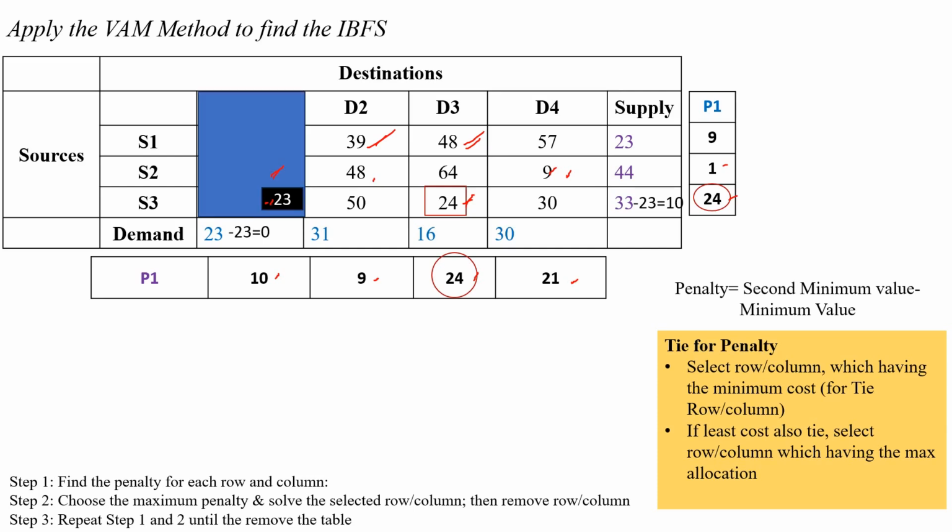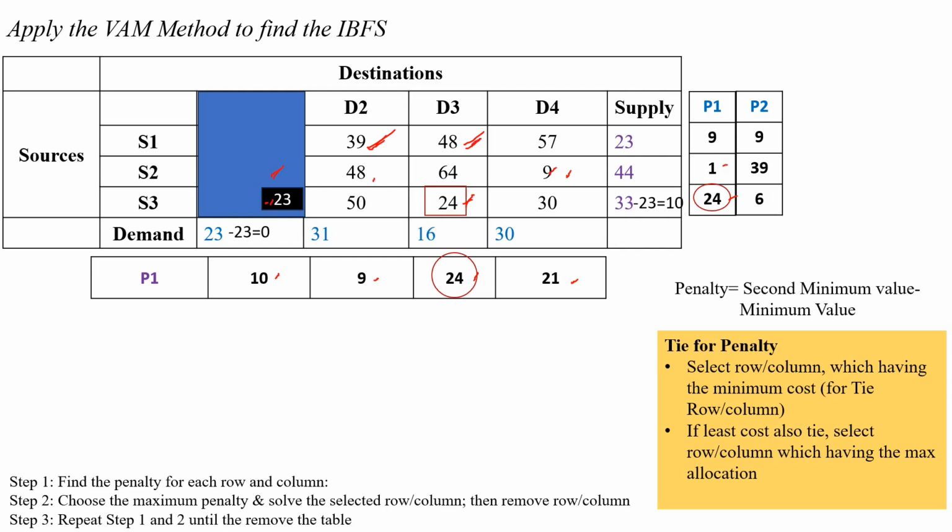So next we have to determine the penalty for each row as well as each column. First we have to calculate the penalty for the rows. For the S1 row, the minimum value is 39 and the next to minimum value is 48. So the penalty is 9.